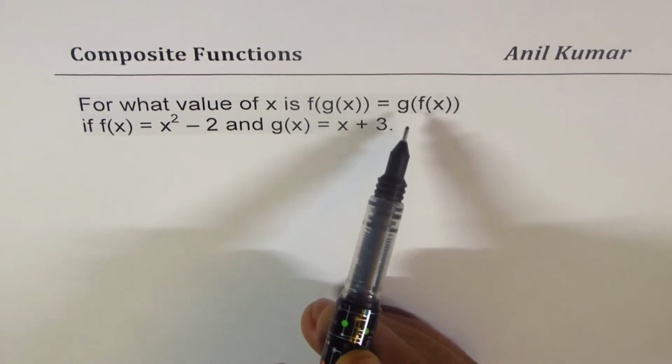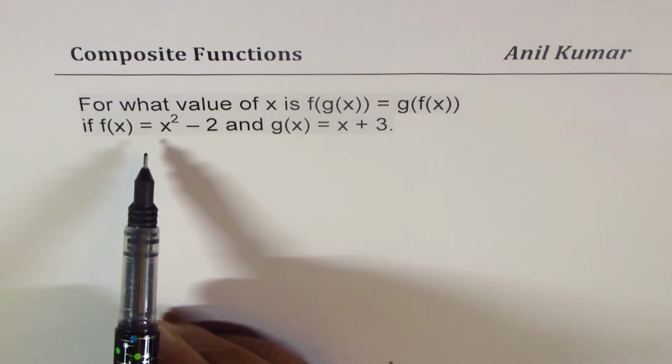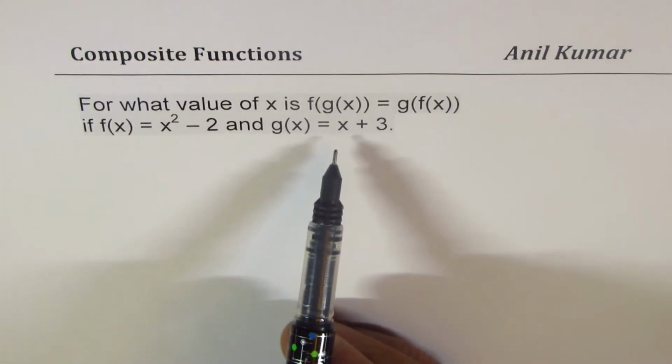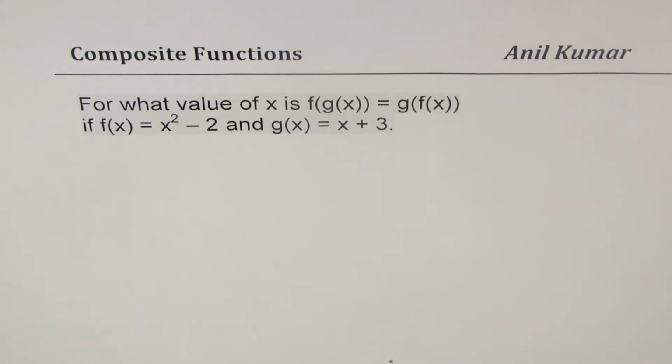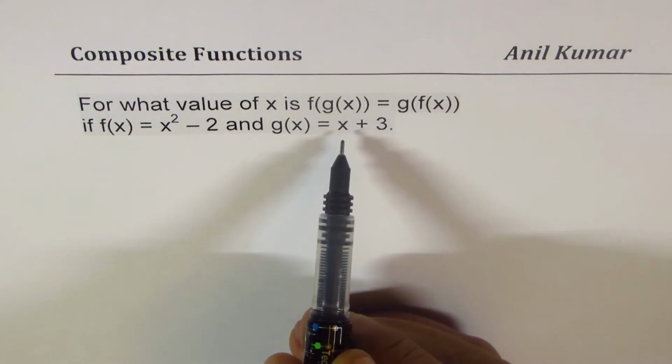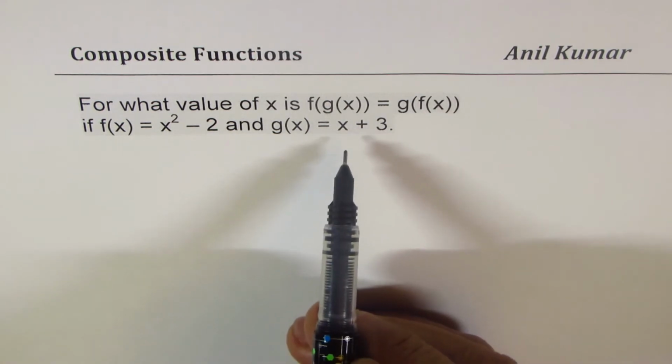The question here is, for what value of x is f of g of x equal to g of f of x, if f of x is equal to x squared minus 2 and g of x is equal to x plus 3? So we need to equate the two functions and find the value of x. That is what the question is asking for.